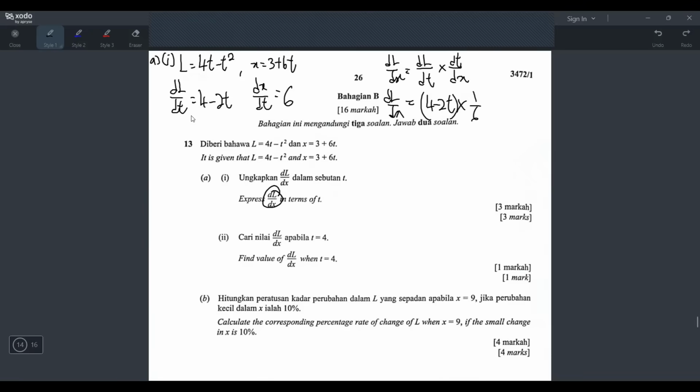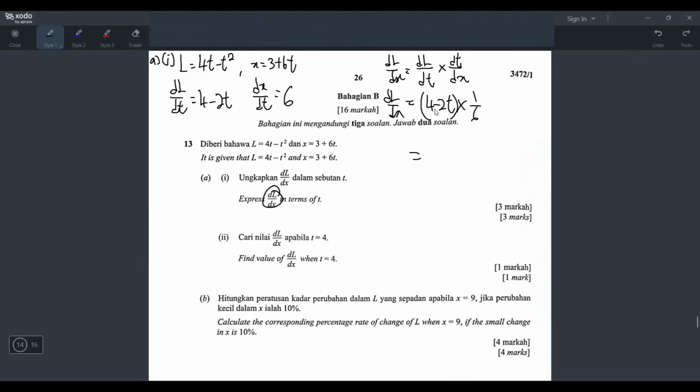Okay, let me explain. dl/dt is 4 minus 2t, very easy. But this one dx/dt is 6, but this one is dt/dx. So what you do, you flip it. So when you flip it, the 6 becomes 1/6 because this one originally is 6/1. So that's why the answer is (4 minus 2t) divided by 6.